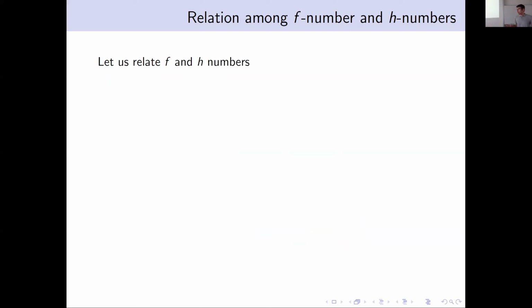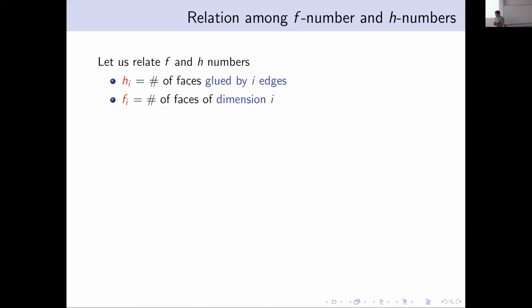However, let me now go back a bit. And today I will find the relation among the F numbers and H numbers. Because so far we can think that the H numbers depend on the way in which we glue these things together, right? We started with some edge, then glue something, then glue the next edge, then the next edge. And it may happen that in some ordering, the number of faces that were glued by two edges was different than in some other ordering, right? Is it imaginable? Well, but so let Hi be the number of faces which were glued by i edges. And let Fi be the number of faces of dimension i.